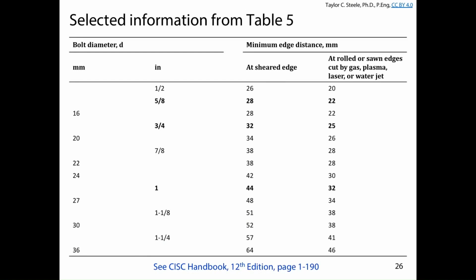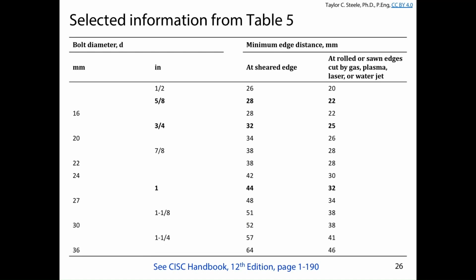Again, the imperial bolt sizes are bolded because those are the ones that we use. In fact, 5/8, 3/4, and an inch are typical values. For the most part, nobody shears anymore. For the most part, everything is either sawn or jet cut or plasma or laser cut, so you can get away with all the stuff over here. But when you start to shear edges, the material starts to get damaged, and so we generally have more strict or larger distances for end and edge distances.